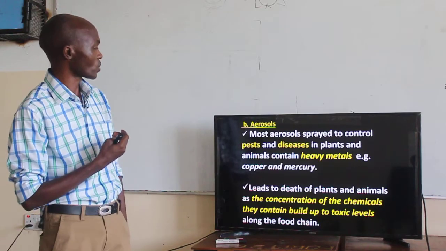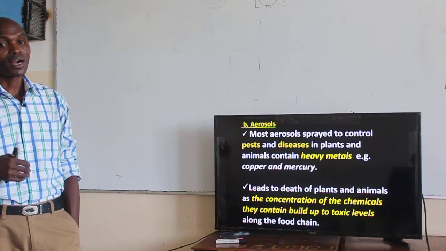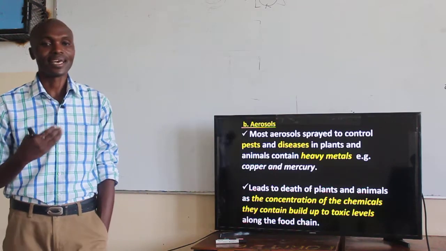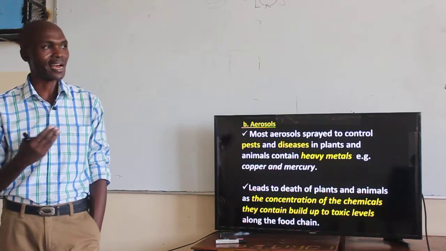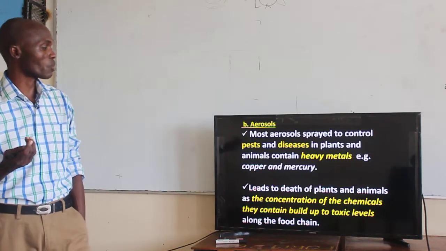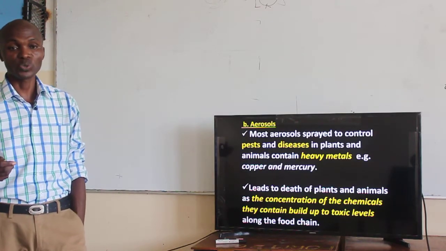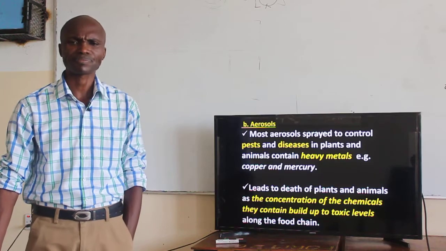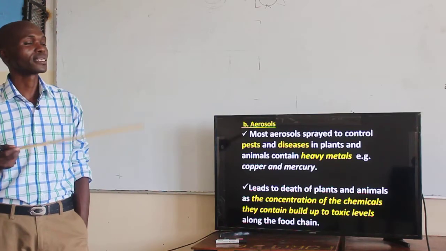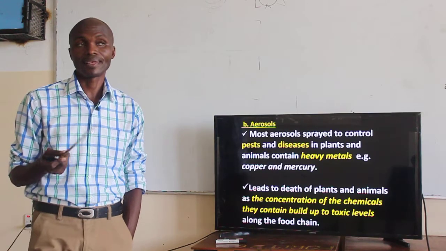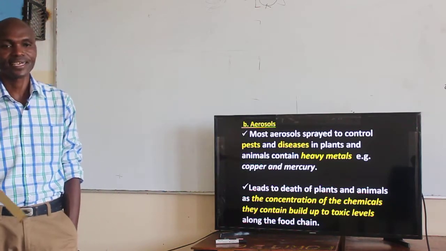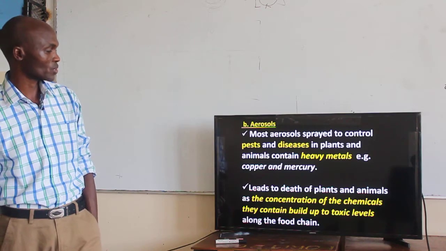Again, we also have the aerosols. Most aerosols are sprayed to control pests and diseases in plants and animals. And as mentioned earlier, they contain heavy metals or heavy metal compounds, that is copper and mercury. Now remember, these aerosols we're talking about are either in the form of herbicides, pesticides, and the like. With these aerosols being sprayed on either plants or animals, what happens?